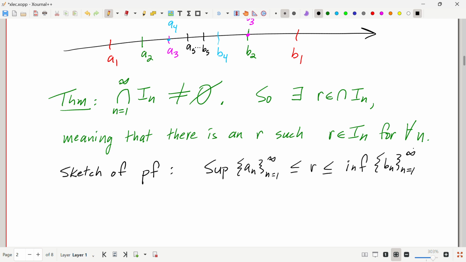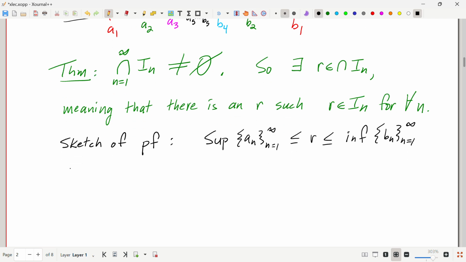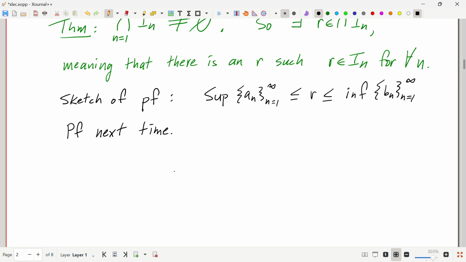So I'm going to have to show that that sup is less than or equal to that inf. And if R is between there, then it's in all the A_n's. That's not hard to show. It's just you have to use the words and believe it. Okay, so then I'll do the proof next time. It's not hard. In fact, I could make it an exercise now that I told you what it's all about.